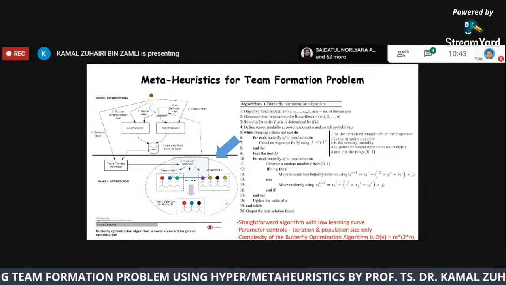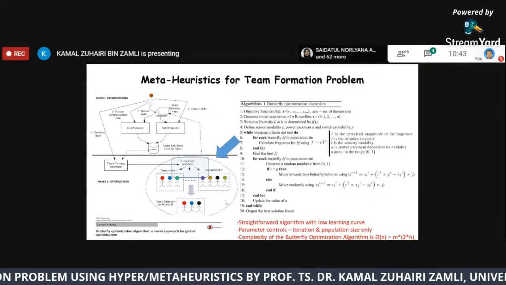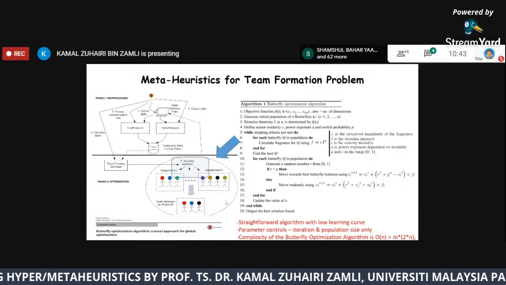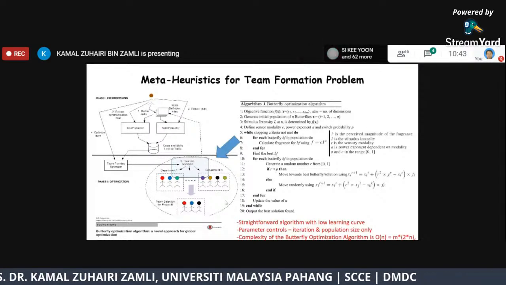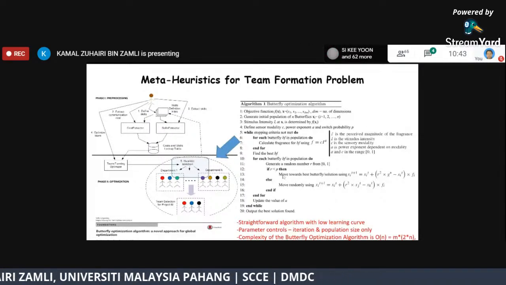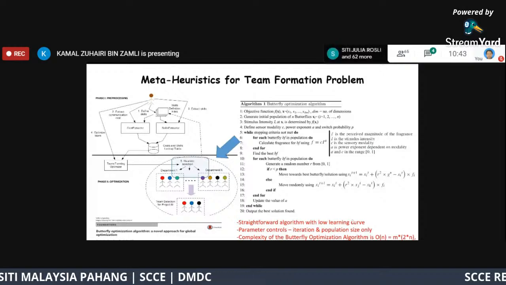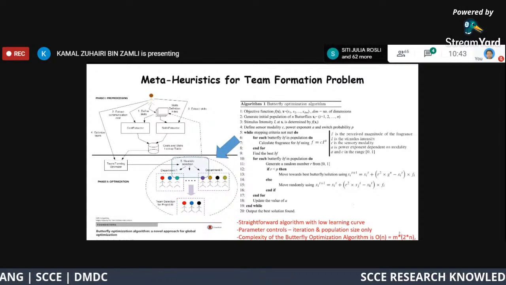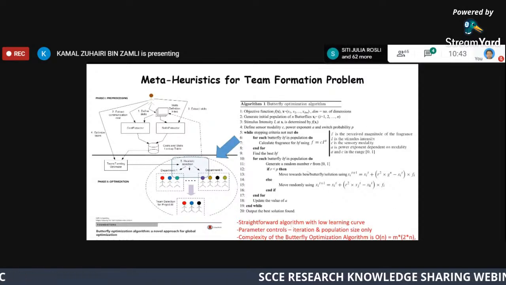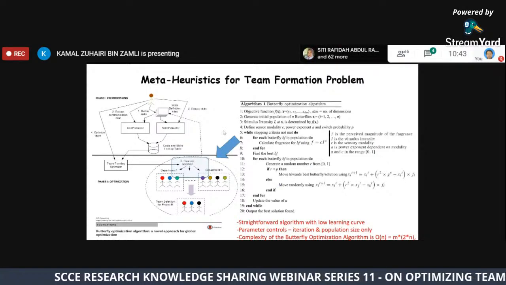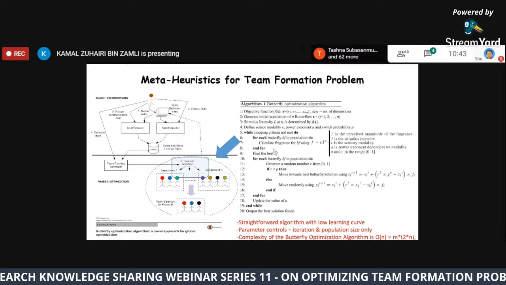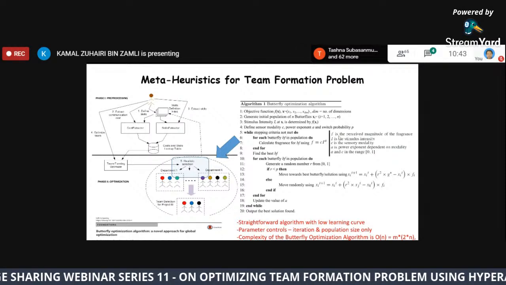We did implement an algorithm based on the butterfly algorithm. But we found out that the butterfly algorithm has more complexity than other algorithms, but it doesn't matter. But we did implement this. The one result you showed just now is based on the butterfly algorithm.